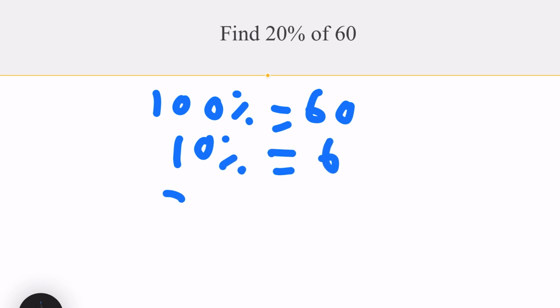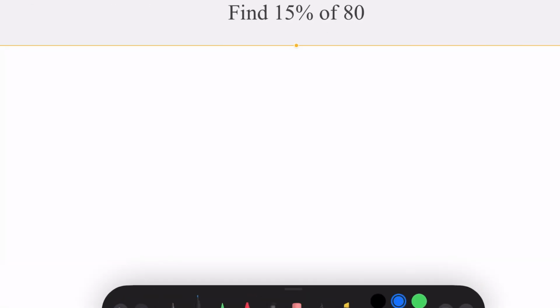So now we can write what 20% is, because 20% is double of 10%, so we can multiply the 6 by 2 to get 12. So therefore, 20% of 60 is 12. Whatever you do to the percentage, you must do the same to the amount. So we divide by 10 and multiply by 2.